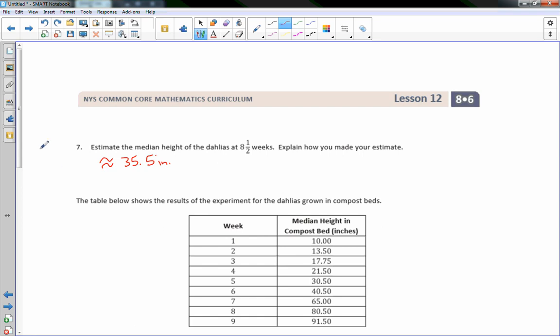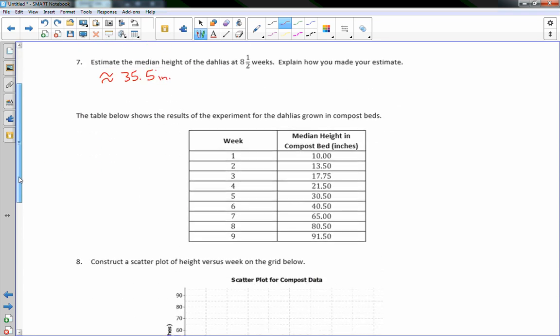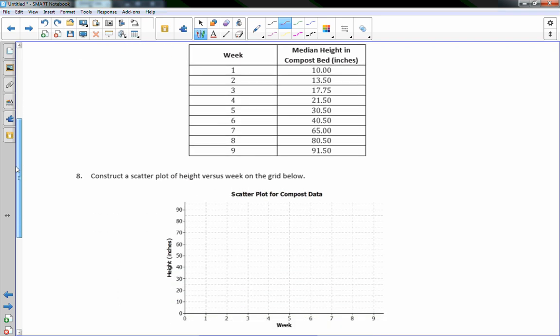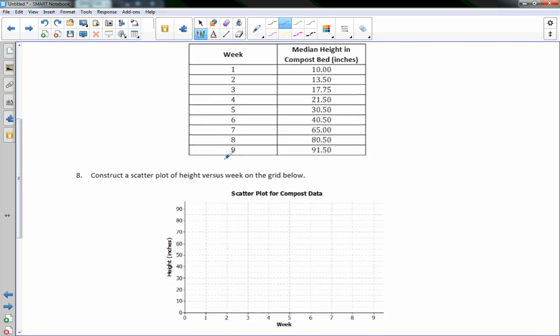Okay, the table below shows the results of the experiment with the dahlias grown in compost beds. So now we're using fertilizer. So let's see what the difference is with the fertilizer. So I'll drag this up, and I'm going to do exactly the same thing. This is x, this is y, this is x, this is y. And I'll use green for the graphing.